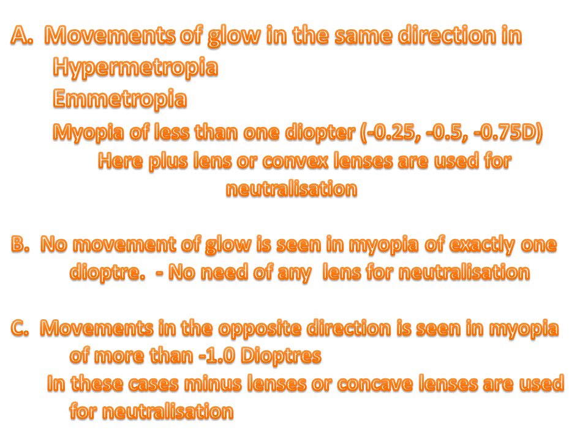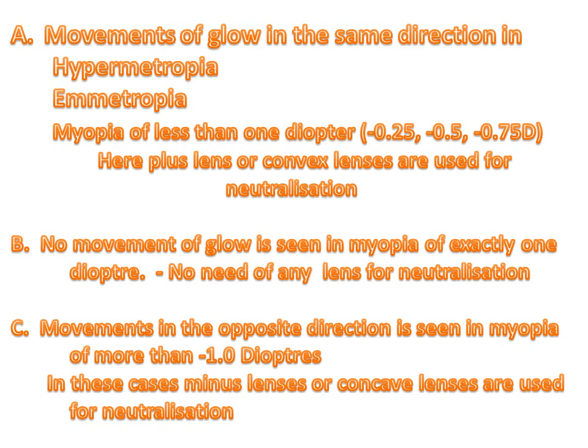For example, less than 1 diopter is minus 0.25, minus 0.5 and minus 0.75 diopters. When the movement of the glow is in the same direction, in such cases you are supposed to use plus lens or convex lenses for neutralizing the glow. Neutralization is to arrest the movement of the glow.